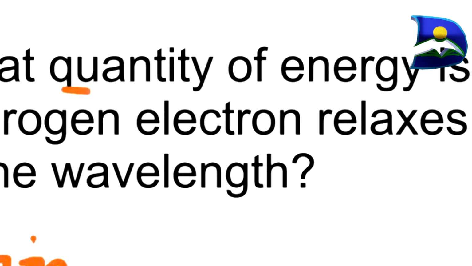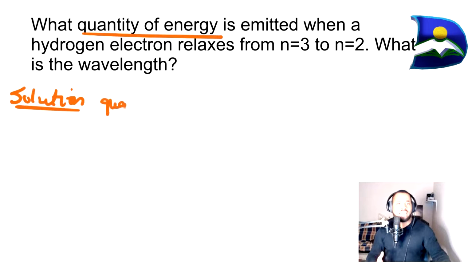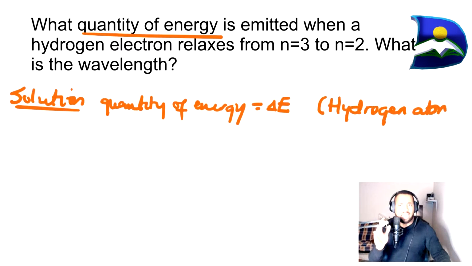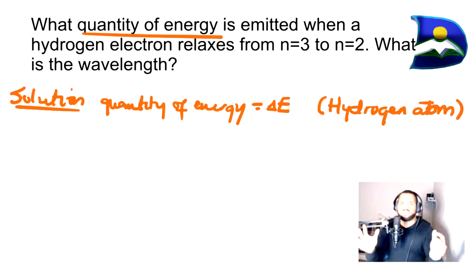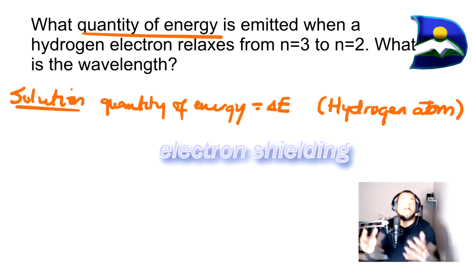It says, first, what is the quantity of the energy? So quantity of energy, in this case, is represented as change in energy. And the change in energy here is that which is emitted when a hydrogen atom, keep that in mind, we're dealing with a hydrogen atom. So why specifically a hydrogen atom? There are many things to take into consideration. One thing is that if you have many electrons, the energy could be different, and how that influences the shielding system is also going to contribute to the energy.